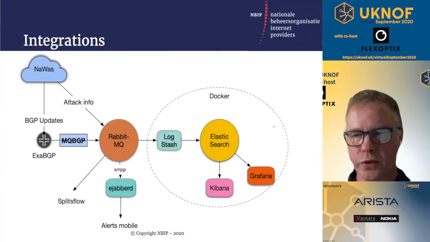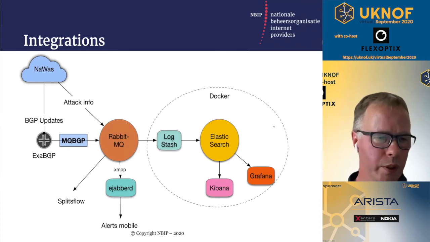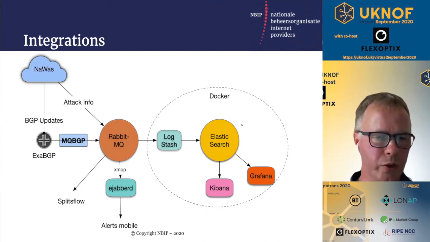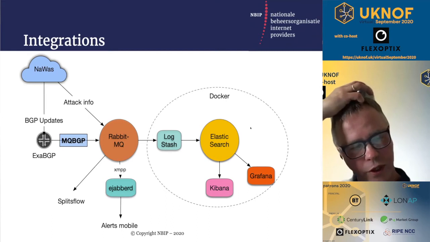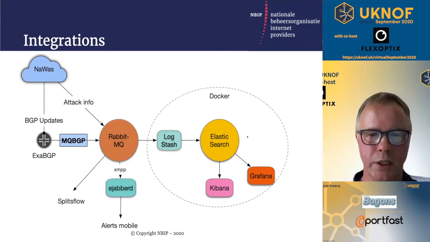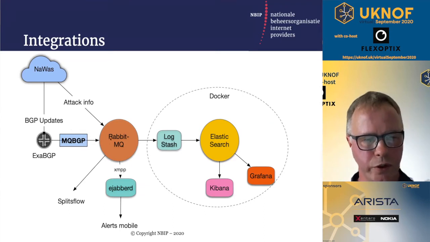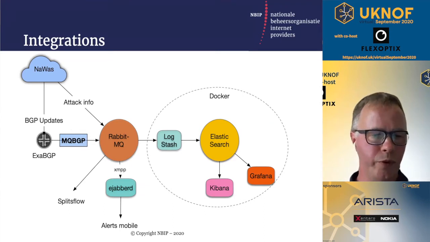And because of the standard elements in the core infrastructure, we can also use all kind of integrations. But I want to focus now on the Mqbgp library we used. That's in this next to the exabgp component. And from there, we go to the messaging server, the RabbitMQ. And from there, all kind of integration possible.